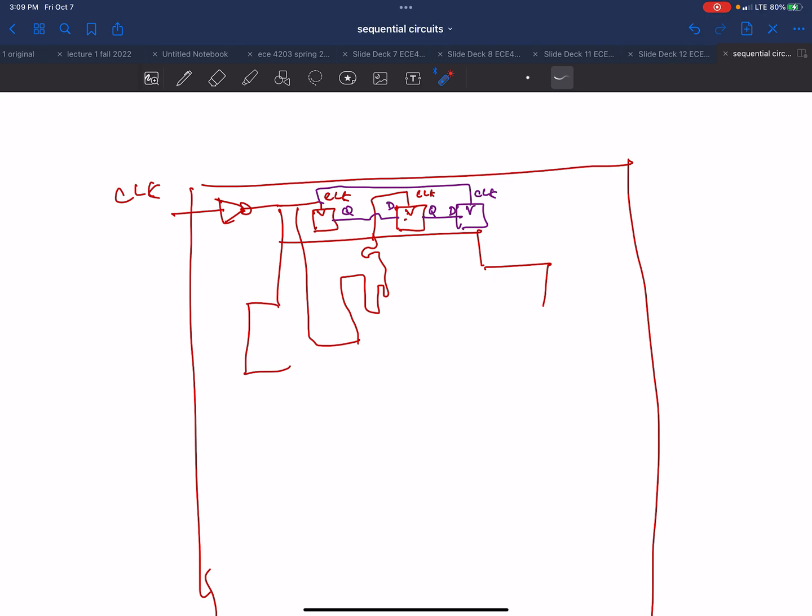The amount of time you want to keep things from changing after the clock edge is just called the hold time. And the amount of time you want stuff not to be switching before the clock edge is called the setup time. Does that make sense? Okay.